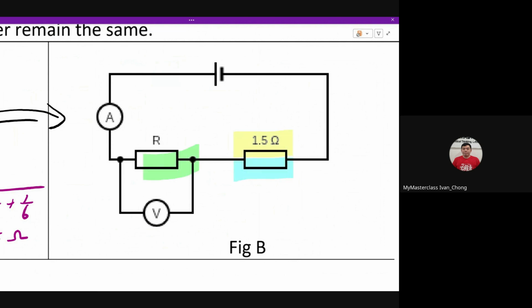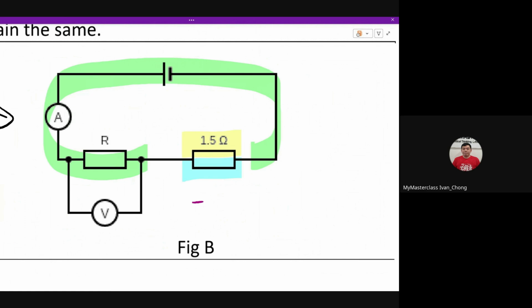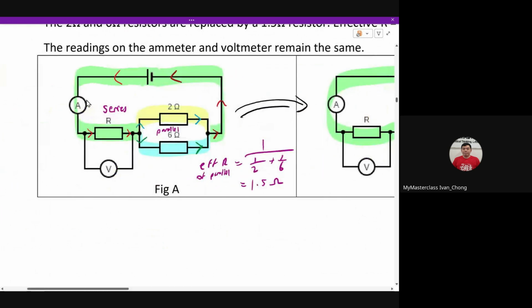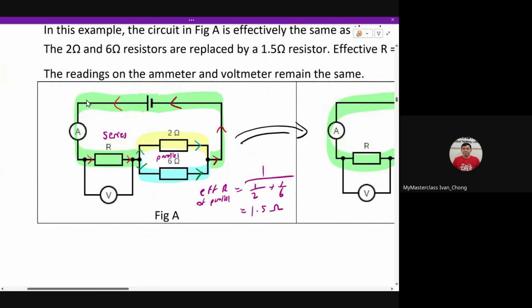The rest of the whole setup is still the same. So now, if you want to find your total resistance, all we need to do, because now it's a series circuit, one loop, is R plus 1.5 ohms. You see that? If you ever face a weird question, remember, the first thing you do when you see a brand new circuit is to take your finger and trace the path that you take.